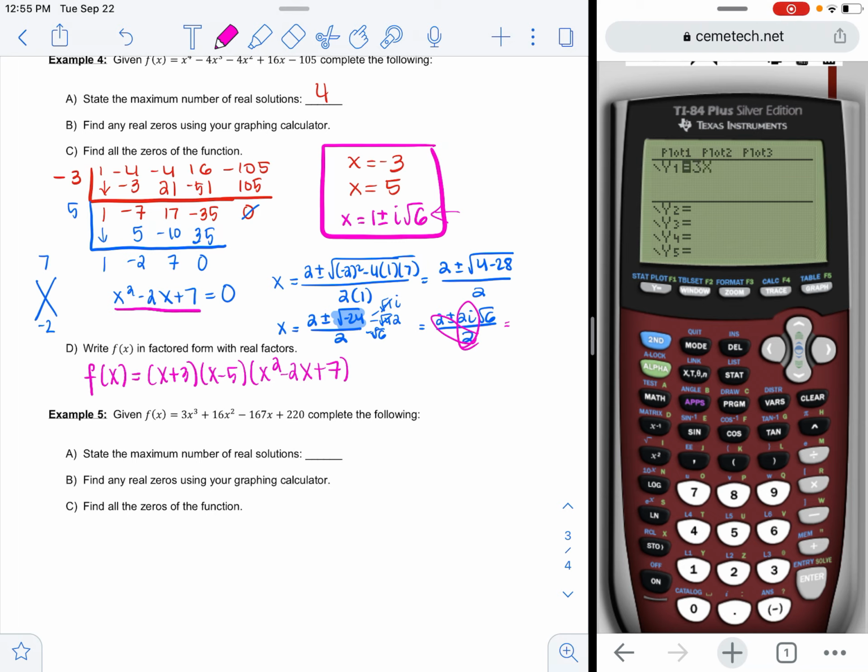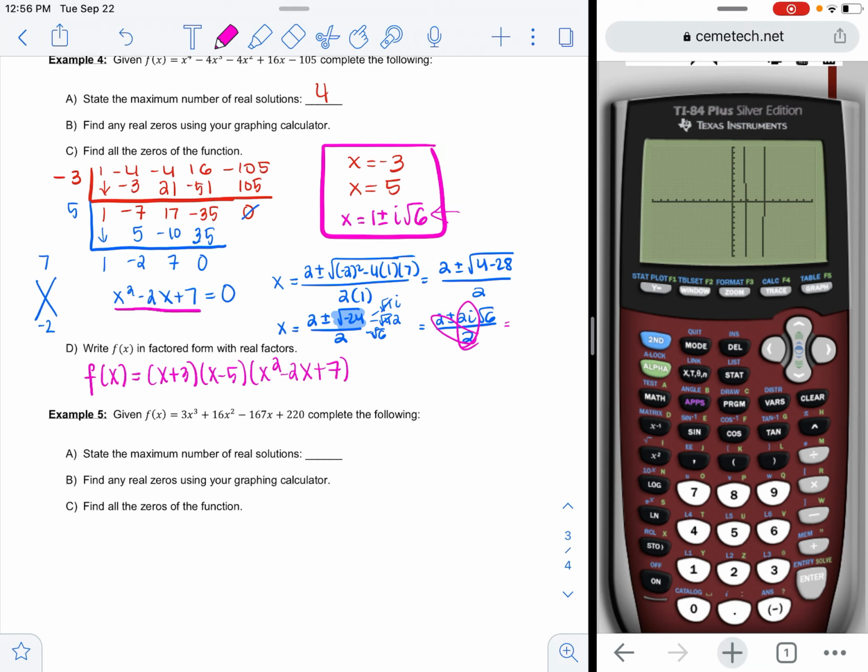Y equals, clear, 3x to the third power, plus 16x squared, minus 167x, plus 220. Graph. Okay, ooh. Anything else? No.